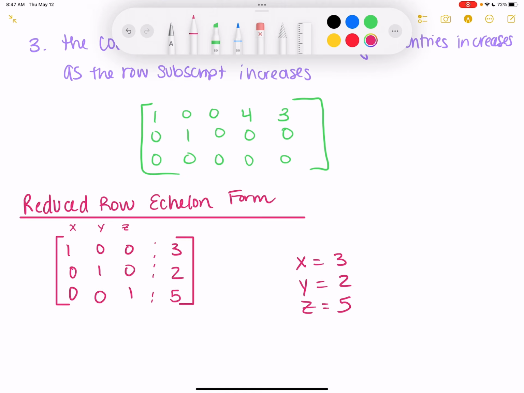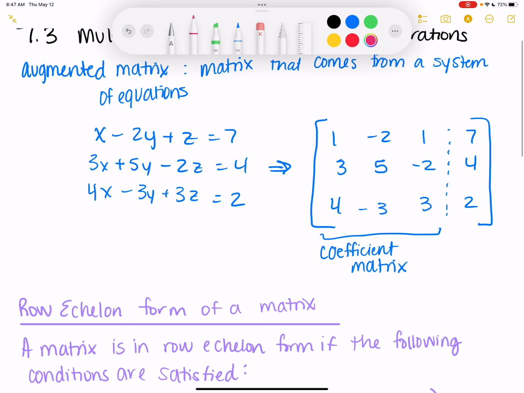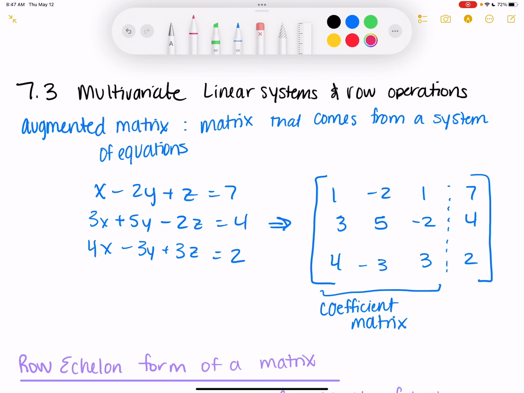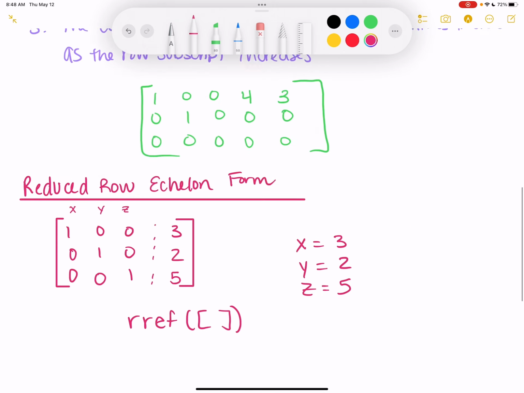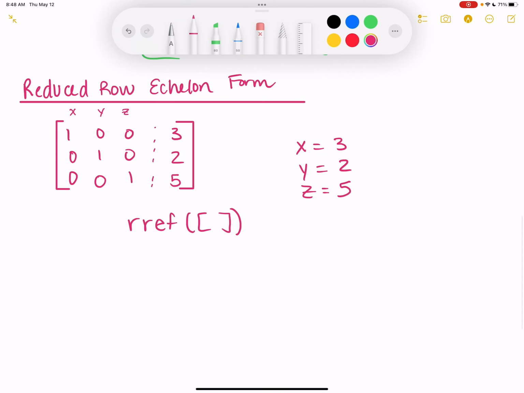On your calculator, the function that you'll use is called RREF, and it'll ask you to put in a matrix. Then it will do this for you. I'm going to scroll back up for a second. So from this system of equations, to solve it, if we put this in and hit RREF, it would solve the matrix for you. Your result would look like this, and the answers would be written like that or as an ordered triple.